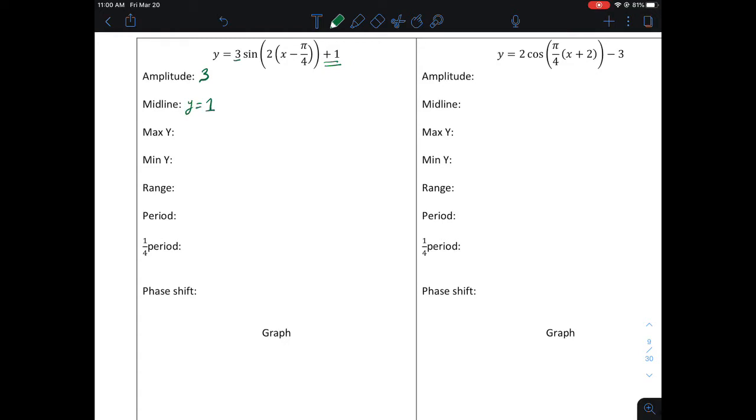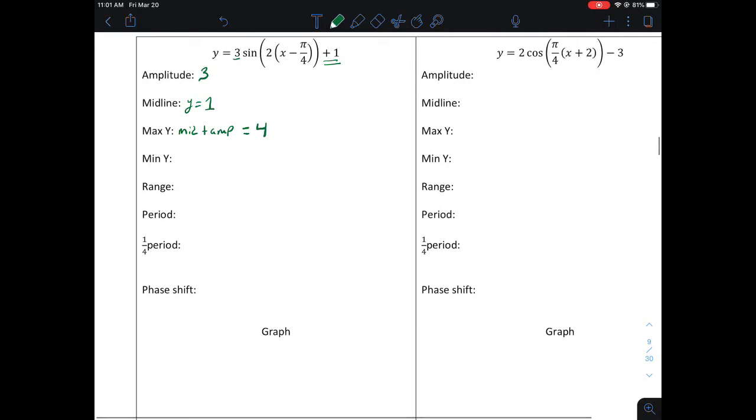Now, my maximum y value. The maximum y value is going to be your midline plus your amplitude. So the maximum y that this trig function is going to have is 4. The minimum y value produced by this function, I take the midline and I subtract the amplitude from it. So 1 minus 3 makes negative 2.